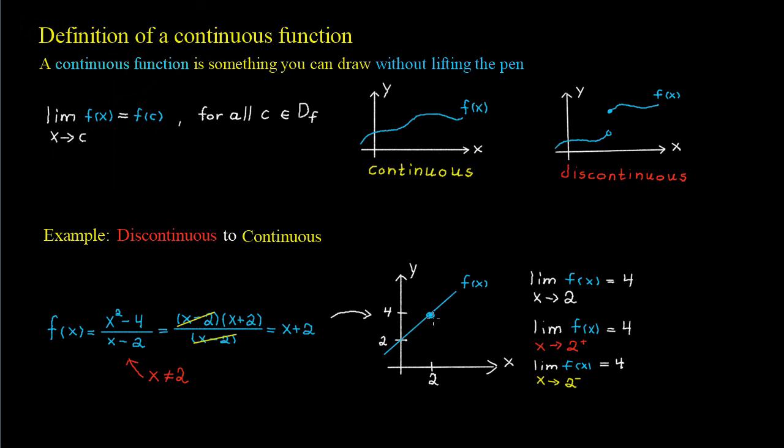So by deciding that our new function value at x equal to 2 is 4, we have succeeded in making our discontinuous function continuous.